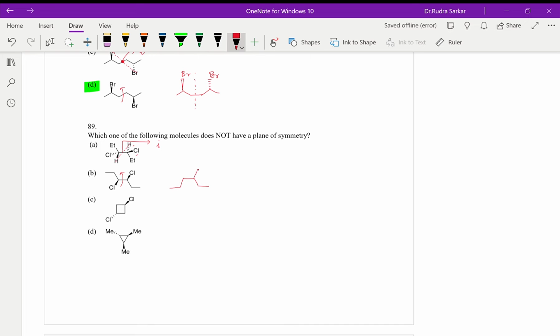And here, say this is the Cl. Since there is a rotation, this Cl will now go behind the plane. So now if you try to draw a line through this C-C bond, you can see the left hand side is not equal to the right hand side. So this particular molecule does not have any plane of symmetry. We will say no plane of symmetry.